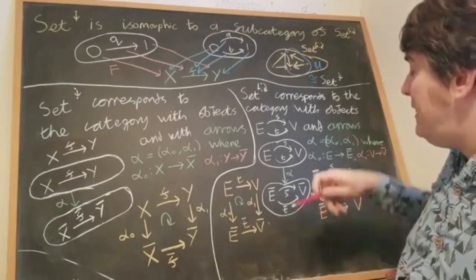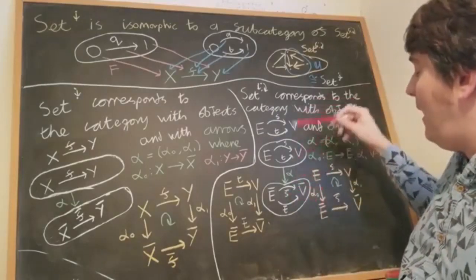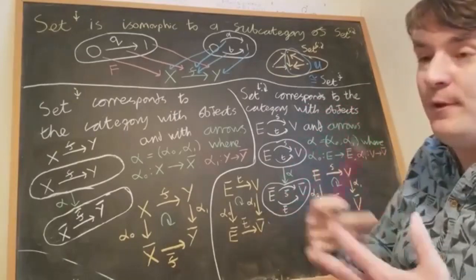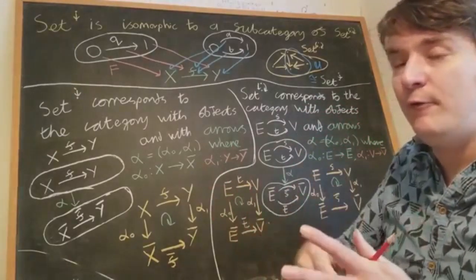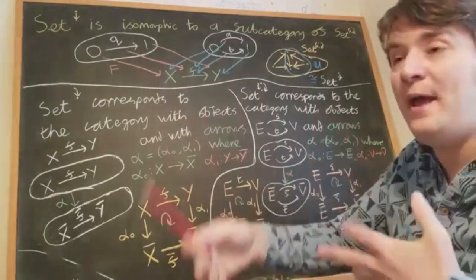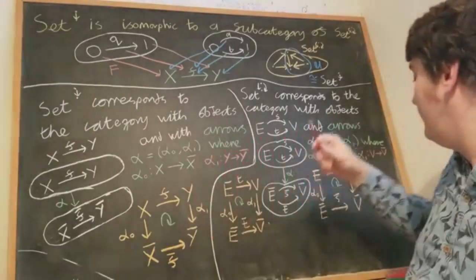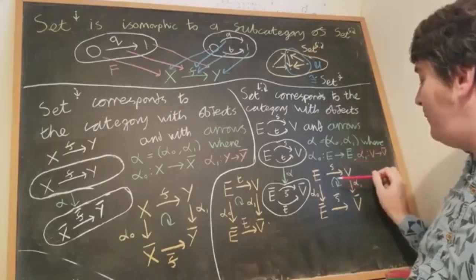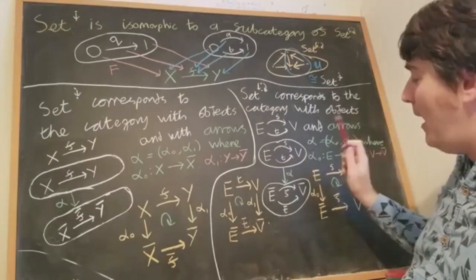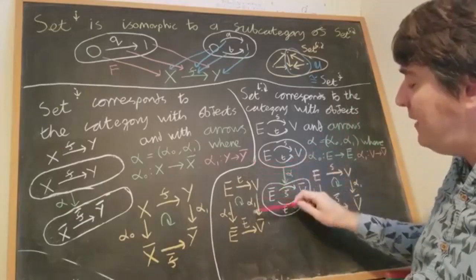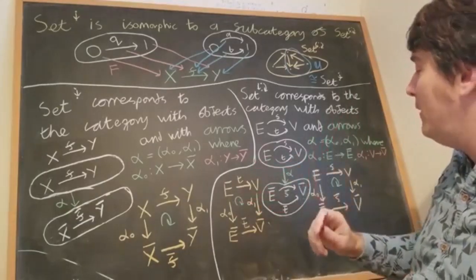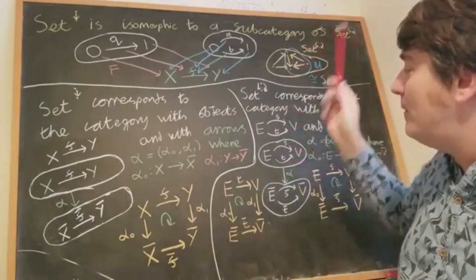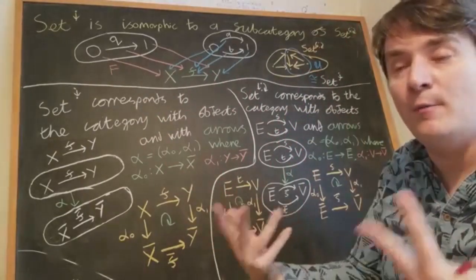And these functions here, alpha 0 and alpha 1, have to be such that they make two different squares commute, one for the s's and one for the t's. So we have to have that alpha 1 after s is s bar after alpha 0, and alpha 1 after t is t bar after alpha 0. That's our definition of an arrow from one graph to another, basically a graph homomorphism.